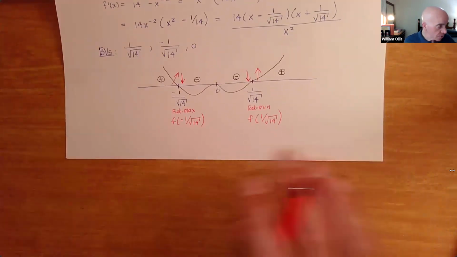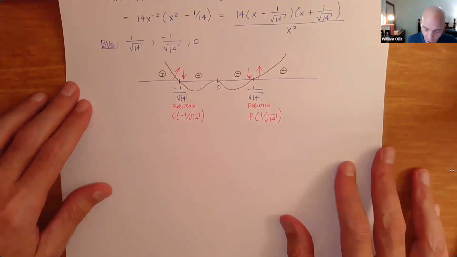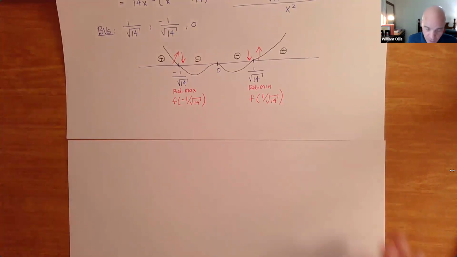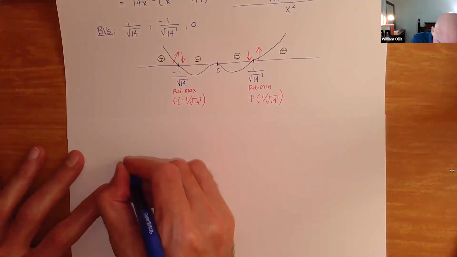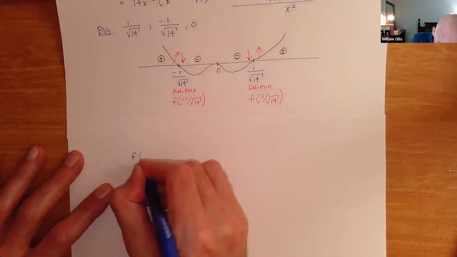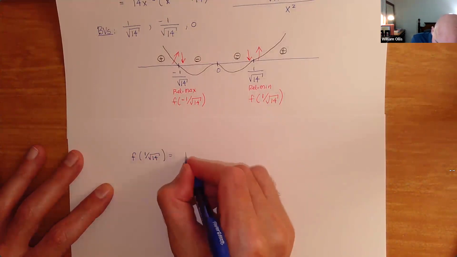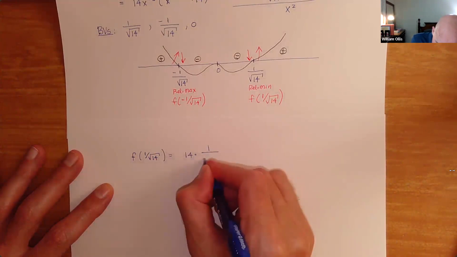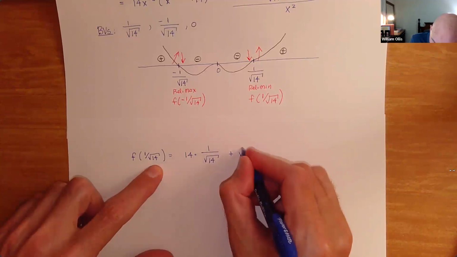Okay? So let's go ahead and summarize. We'll compute the values. Again, the sign analysis is the critical part of this. It will always be the critical part of the calculus, and we must abide by it. So first, let's just go ahead and get some of these values here. We can just compute 1 and then take the additive inverse. So we have f of 1 over the square root of 14. So this will be 14 times 1 over the square root of 14, really easy arithmetic, plus the reciprocal is just the square root of 14.